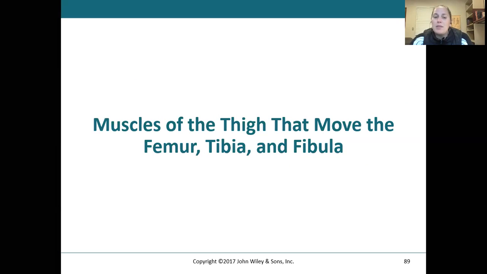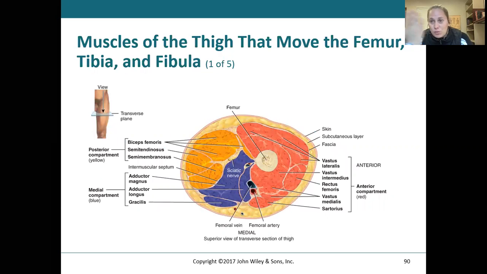Okay, so muscles that move the thigh, that move the femur, tibia, and fibula. If we do a transverse cut across the middle of the thigh, you can see the distribution of the anterior compartment, the medial compartment, and the posterior compartment. Then if we break down within each of those compartments, the muscle groups that are responsible there. Here you can see the vastus lateralis, the vastus intermedius, the rectus femoris, the vastus medialis, the sartorius, again, distributed across that particular region.